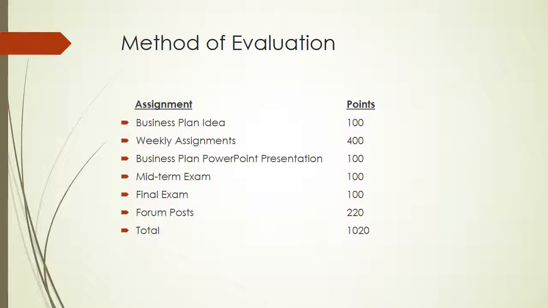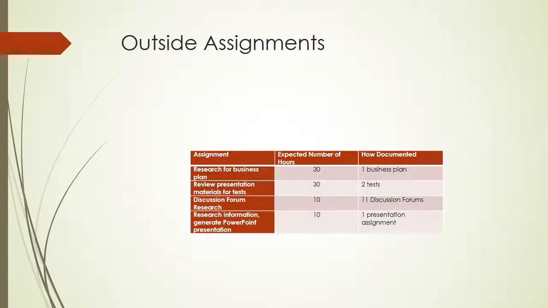And then you'll have forum posts that we'll do every week. You'll have an initial post as well as a response to 2 classmates during the course of the term for every week. So that'll be a total of 220 points. So the overall number of possible points for this particular class will be 1,020 points.